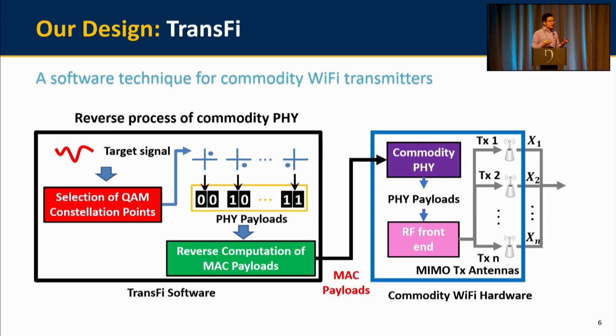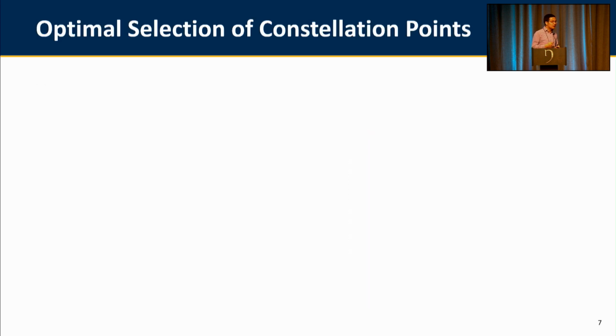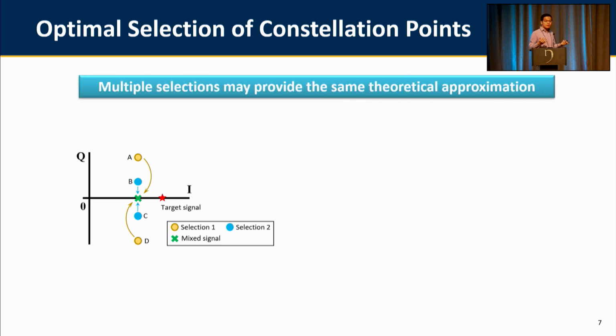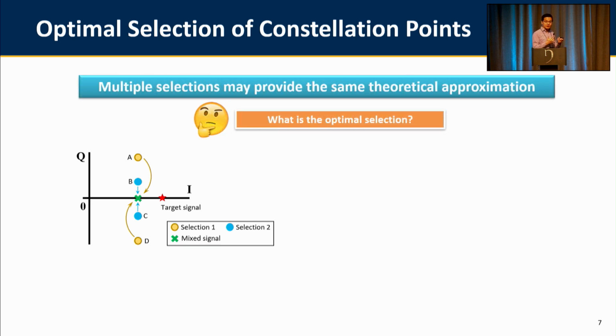Now, obviously, the key problem we have to solve first is how to select this set of constellation points. The tricky thing here is that if we want to make sure that such selection is optimal, then for any given target signal, there may exist multiple selections that can provide the same approximation in theory. For example, as you can see in this simple example, there are at least 2 selections that provide the same approximation in theory. But which is better in practice?